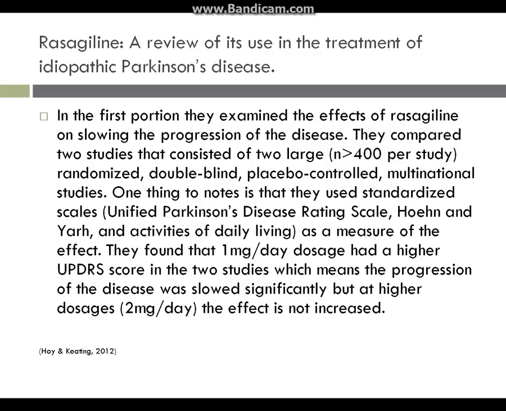They found that 1 milligram per day had a higher UPDRS score in the two studies, which means that the progression of the disease was slowing significantly. But at higher dosages, such as 2 milligrams per day, the effect is not increased, so there is a limit there.